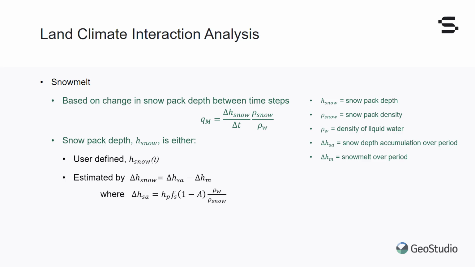The snow depth accumulation over a given period is determined by the given equation, where the precipitation during the period, given as a water depth, is multiplied by the fraction of precipitation occurring as snow, 1 minus the ablation constant, and the ratio of the density of liquid water to the density of snow. The fraction of precipitation occurring as snow is 1 if the average air temperature over the period is less than or equal to the specified threshold, for example 0 degrees Celsius, and is 0 if the air temperature is above the threshold. Snowmelt over a given period only occurs when the air temperature is greater than 0 degrees Celsius.